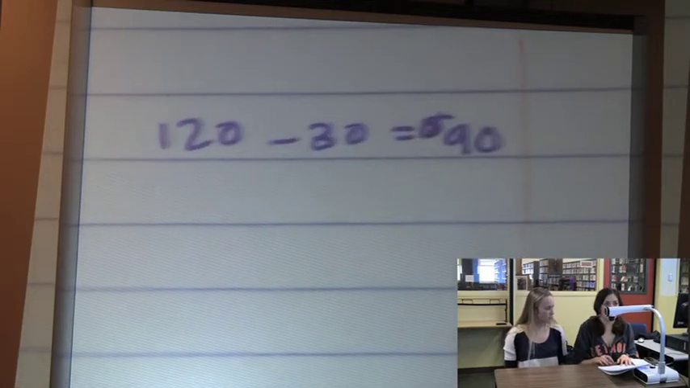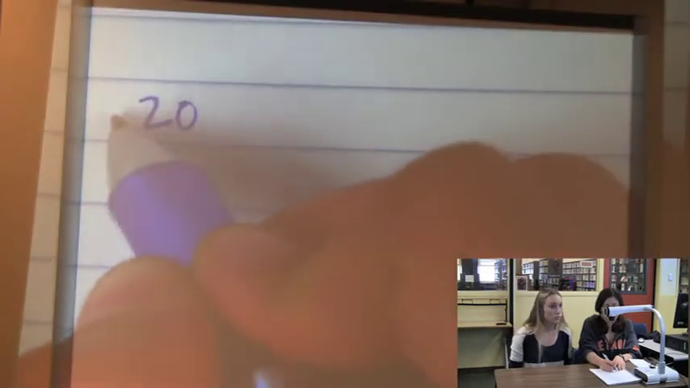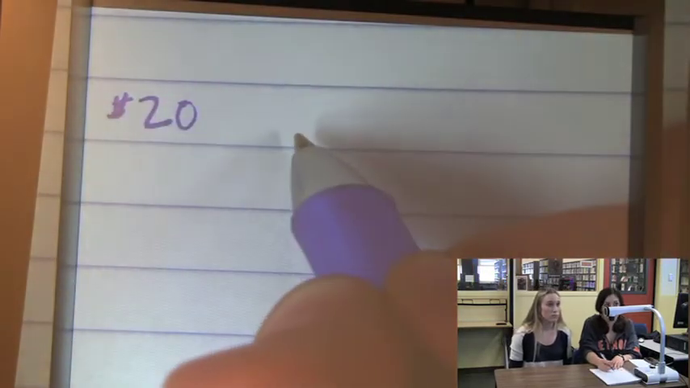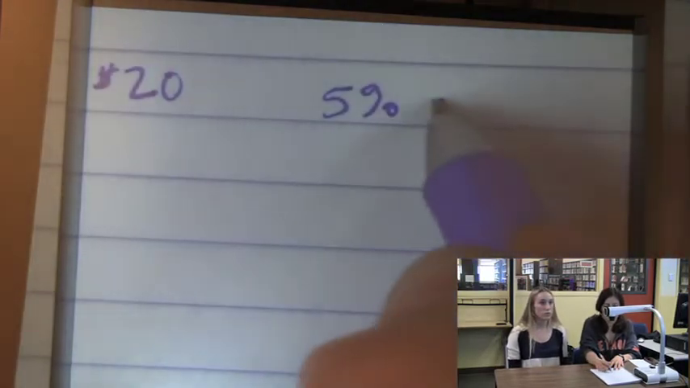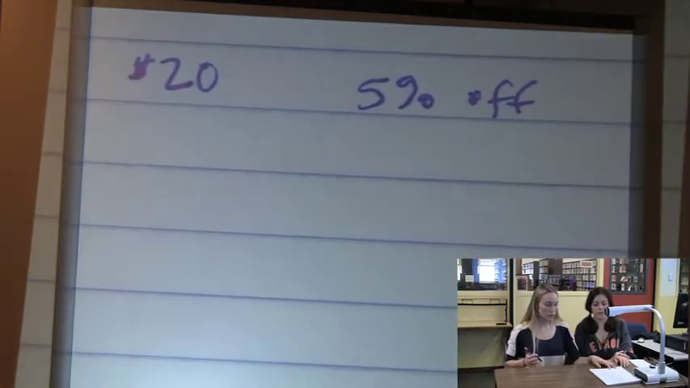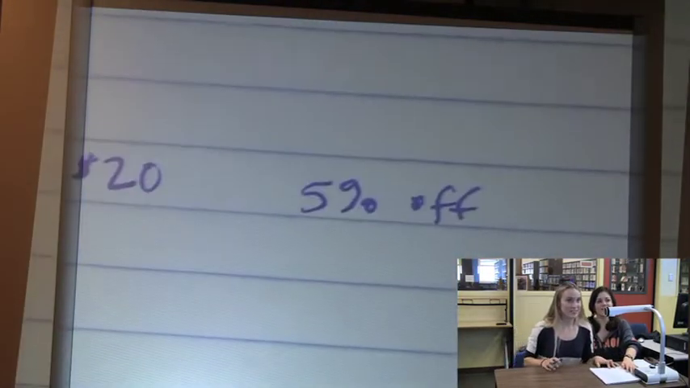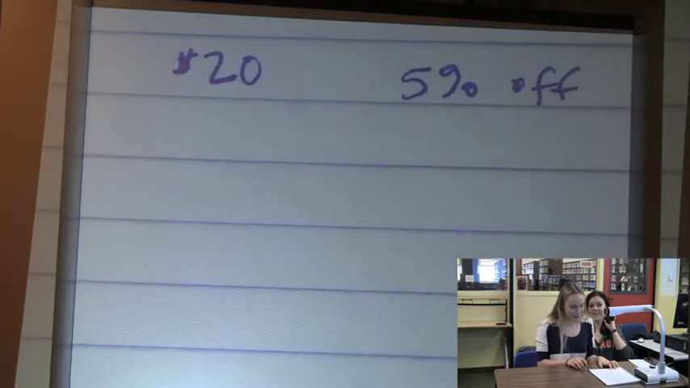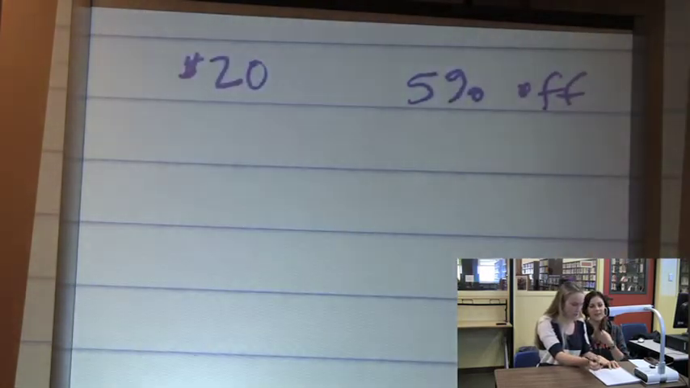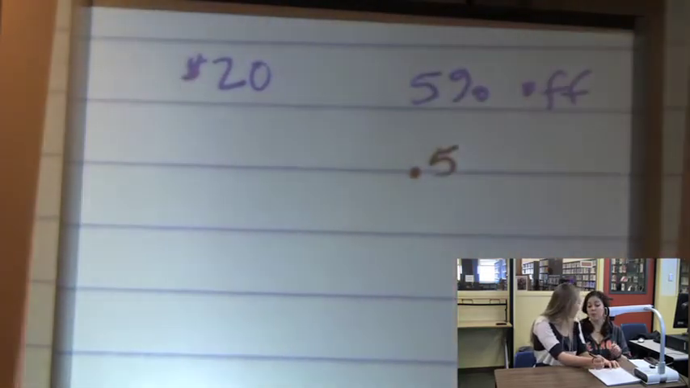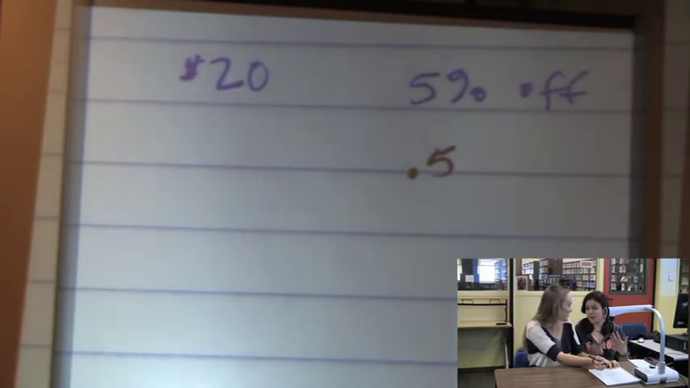So let's try another problem. A $20 sweatshirt for 5% off. What would you do? So first we have to change that to a decimal. So that would be 0.5, right? Well, you're dividing by 100, so 0.05. Yes.